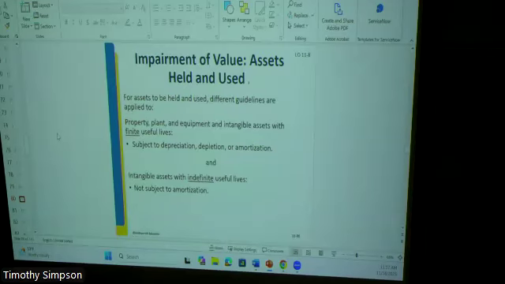So we're talking about assets that we hold for use. Different guidelines apply to those with finite lives and indefinite lives. We're going to talk about this. The indefinite life issue really relates more to intangibles. We're going to get to that in a second. Remember, with indefinite useful lives, goodwill looms large here because we don't amortize goodwill.